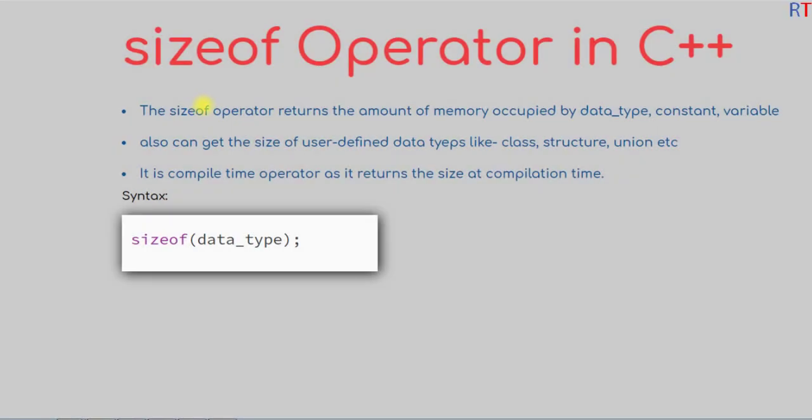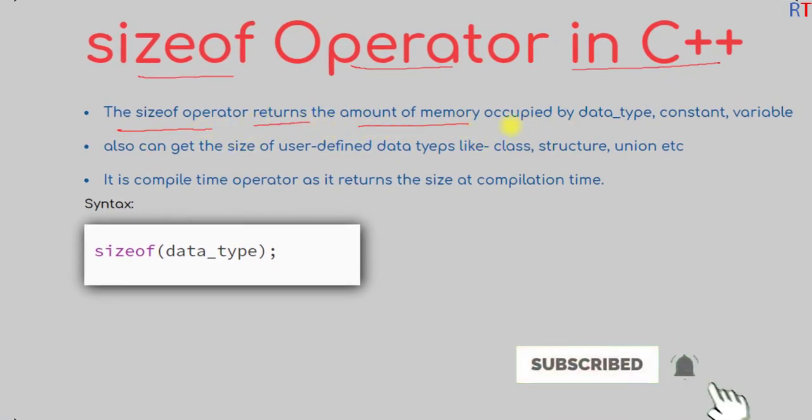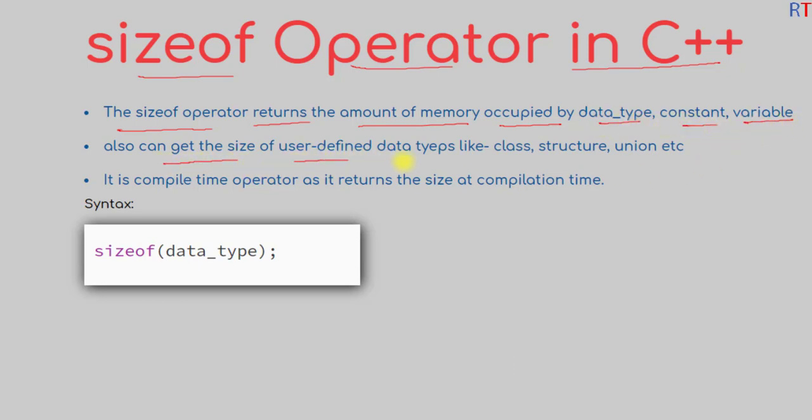Hey, what's up guys? In this video we're going to talk about the sizeof operator in C++ programming. The sizeof operator returns the amount of memory occupied by a data type, constant or variable. And also we can get the size of user-defined data types like class, structure and union. The sizeof operator is a compile time operator, as it returns the size at compilation time.